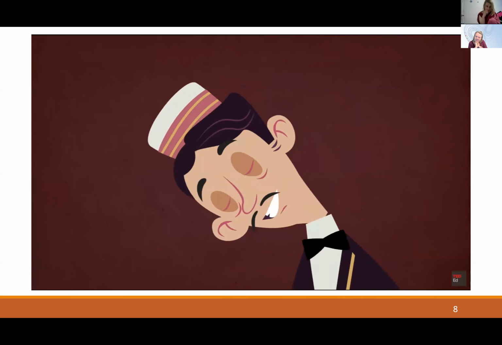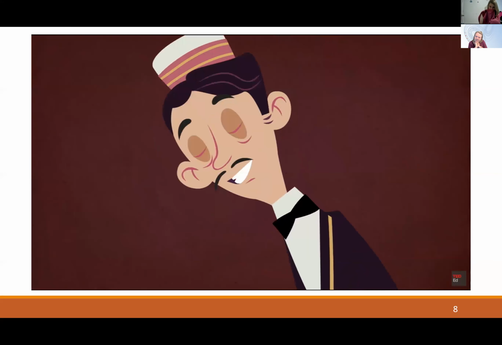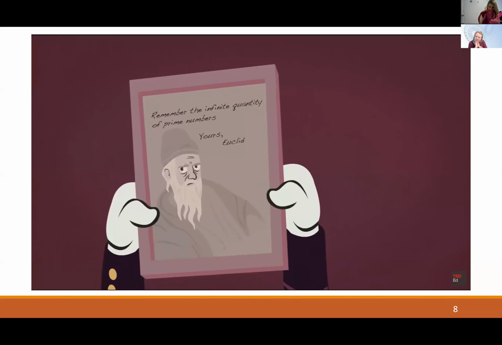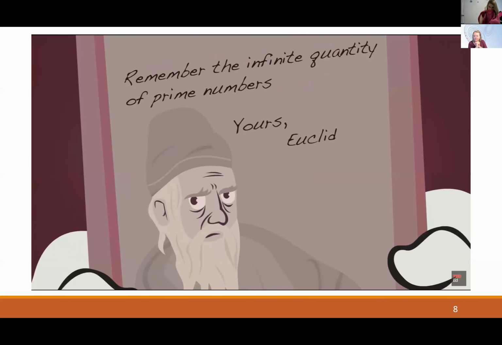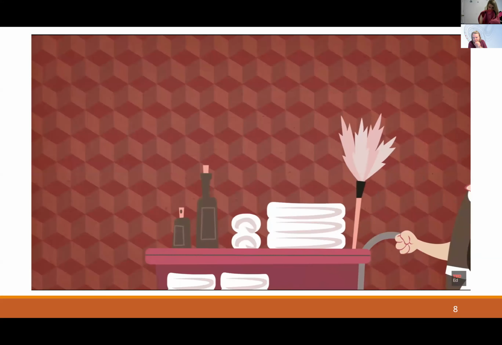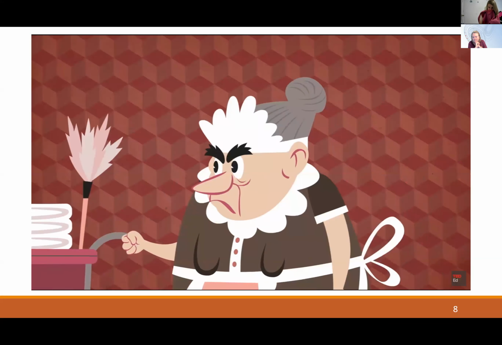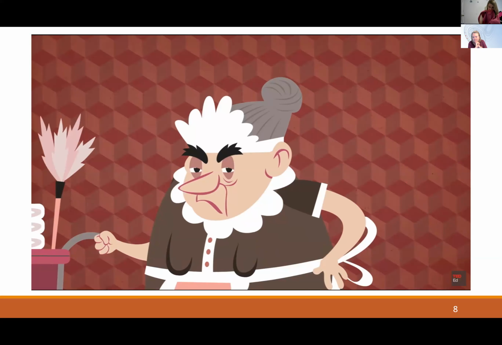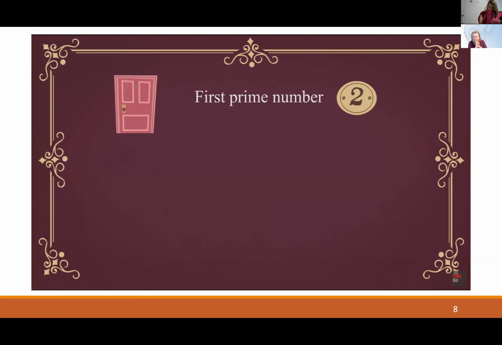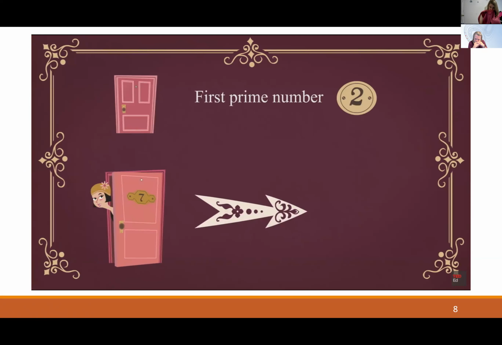Luckily, he remembers that around the year 300 BCE, Euclid proved that there is an infinite quantity of prime numbers. So to accomplish this seemingly impossible task of finding infinite beds for infinite buses of infinite weary travelers, the night manager assigns every current guest to the first prime number, 2, raised to the power of their current room number. So the current occupant of room number 7 goes to room number 2 to the 7th power, which is room 128.